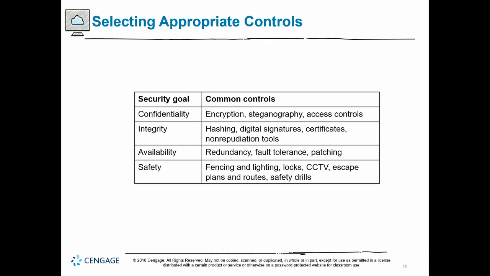So, selecting appropriate controls. Remember, security goals are the CIA triad: confidentiality, integrity, availability. And then there's also safety, which is more of a physical type of security goal. Confidentiality includes encryption, steganography, and access control. Integrity includes hashing, digital signature certificates, and non-repudiation tools. Availability is redundancy, fault tolerance, and patching. And then safety is fencing, lighting, locks, escape plans, routes, and safety drills.